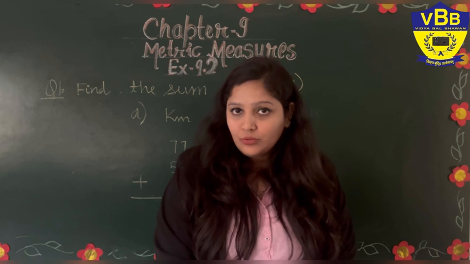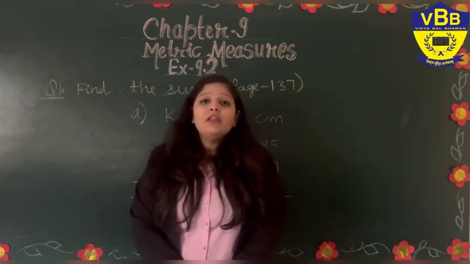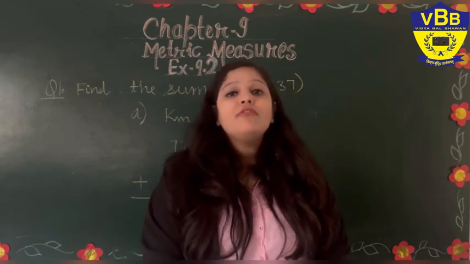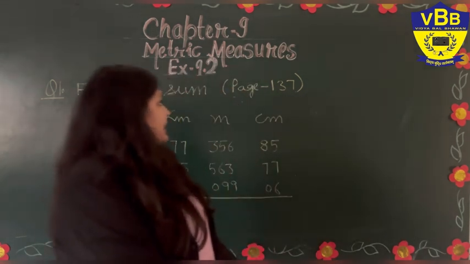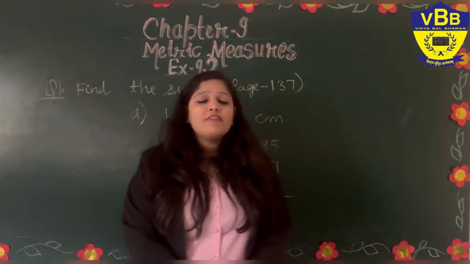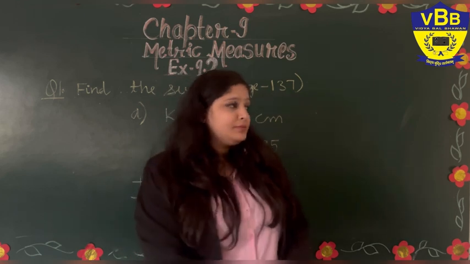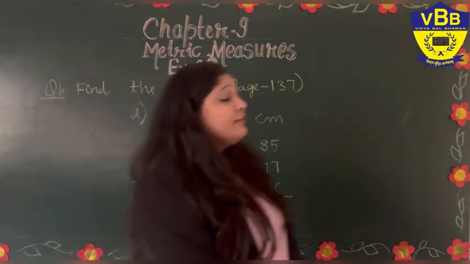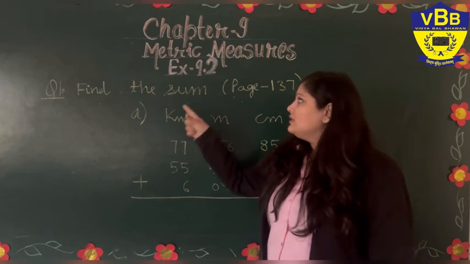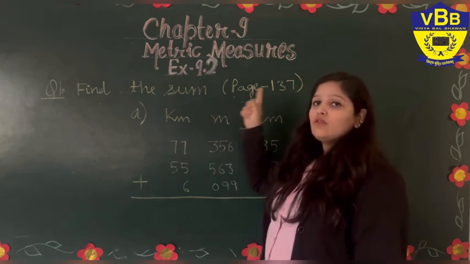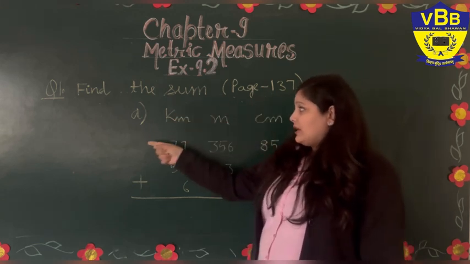Today we will learn addition and subtraction of metric units of measurement. Right? So let's start. Take out your books, everyone. Page number 137. Question number 1 we will do in the book only. Find the sum. Page number 137, question number 1, A part.